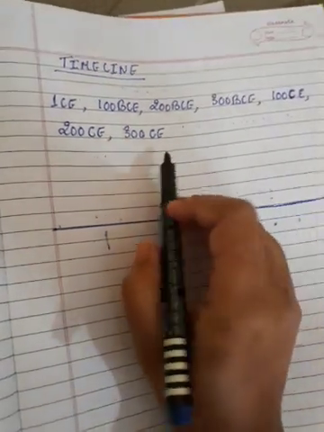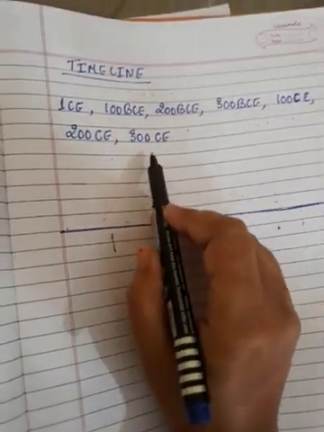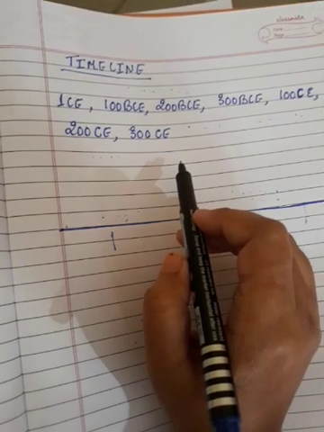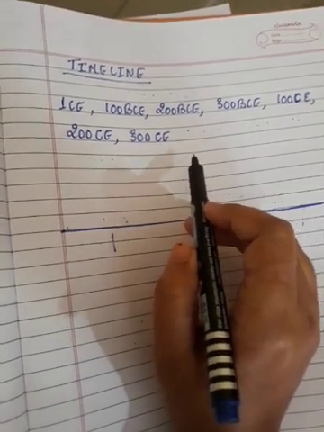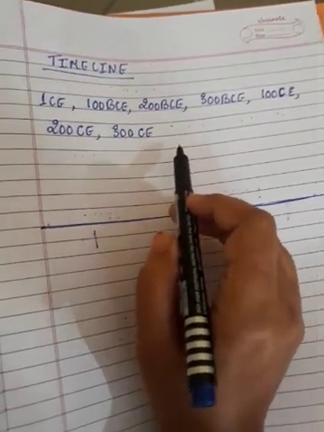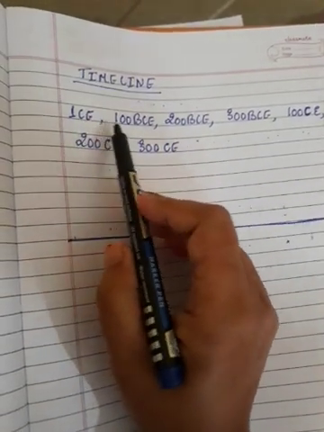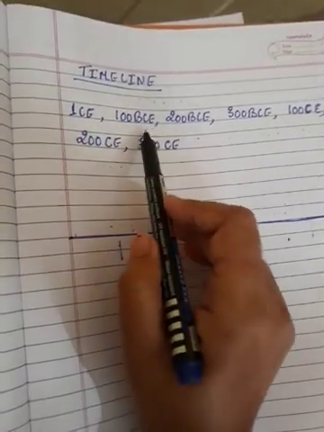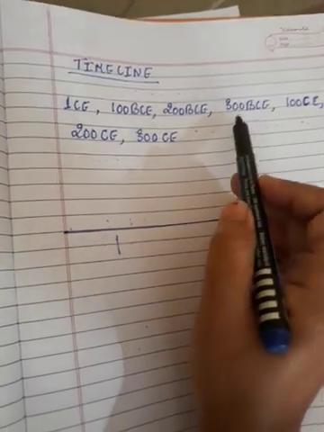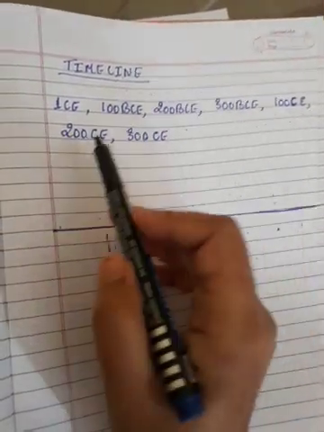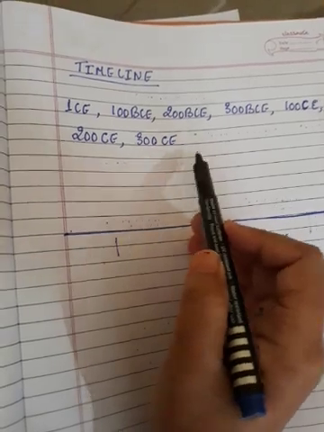Now you can see this simple example I have taken. I have not taken it from any of the books. I have made this for you all so that you can understand how to draw a timeline. Some dates are mentioned here. See here: 1 CE, 100 BCE, 200 BCE, 300 BCE, 100 CE, 200 CE and 300 CE.